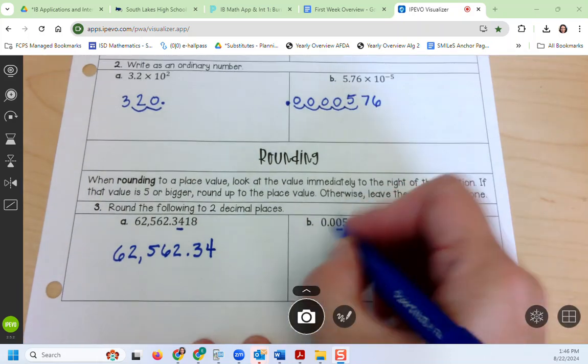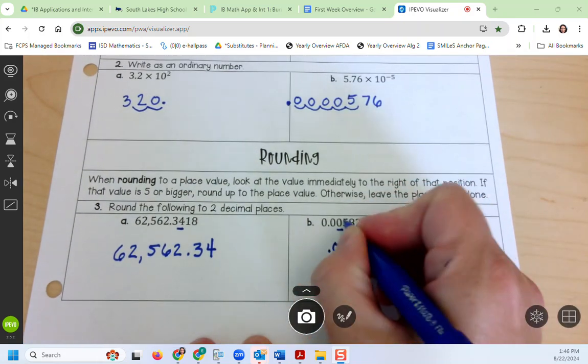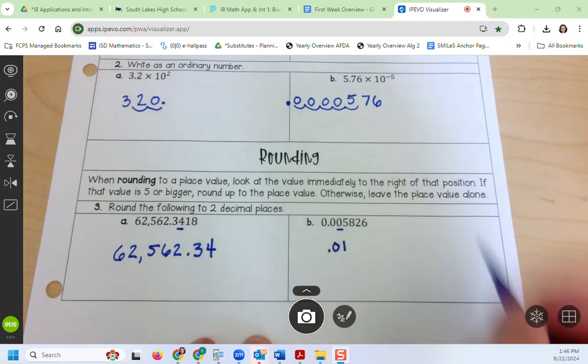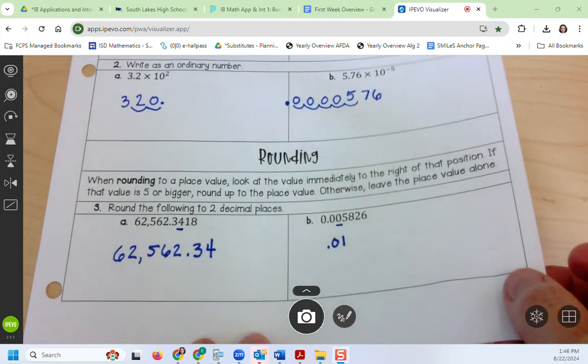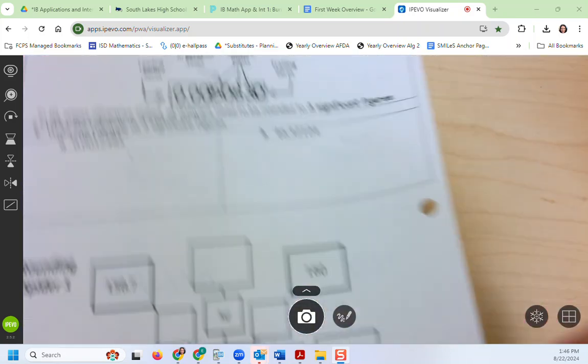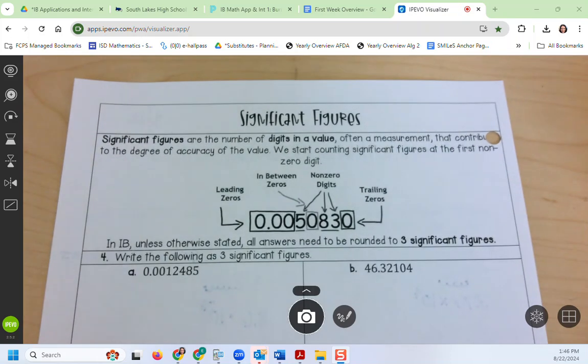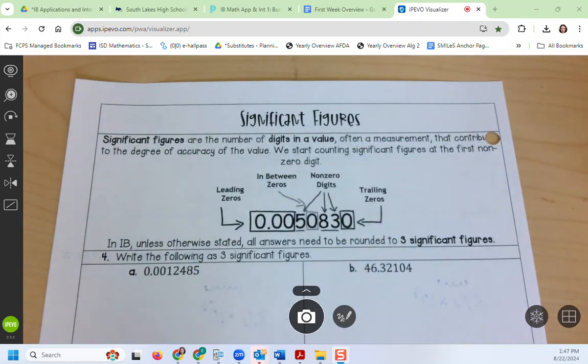All right, so for this one, we had 0.0, and we rounded this to 1 because the next digit was greater than or equal to 5. All right, significant figures. In IB, this is what we do. We round to 3 significant figures almost all the time. The only time we don't is when we're talking about money, and then for money, we round to 2 decimal places, okay? But 3 sig figs all the time.